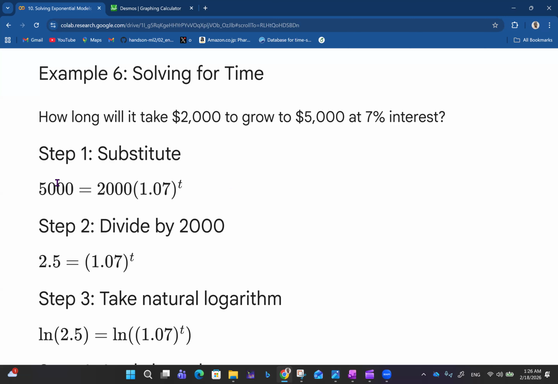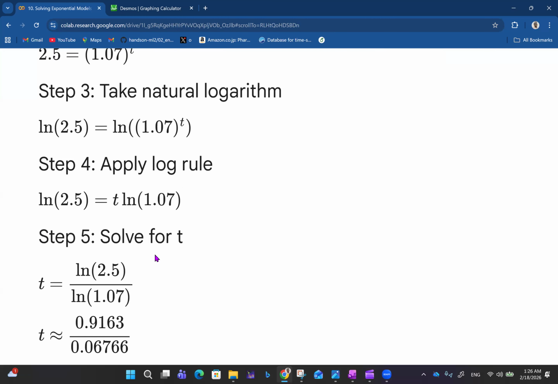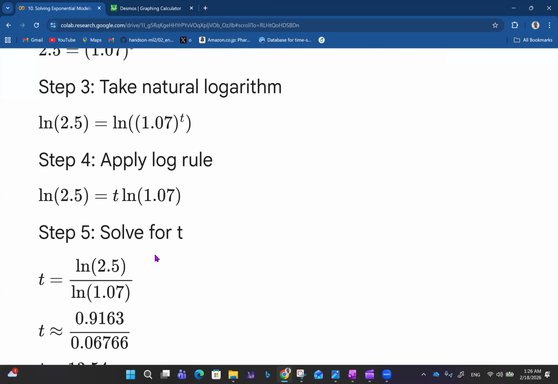Yeah, 5,000 equals 2,000 into 1 plus 0.07. 7% is 0.07, so that's 1 plus 0.07, which is 1.07, and T is what you're looking for now. Next, you divide both sides by 2,000. 5,000 divided by 2,000 is 2.5. Of course, this is like 5 over 2, but it doesn't look like 1.07 can be 5 over 2, right? So what we then have to do is to take the logarithm, the natural logarithm.